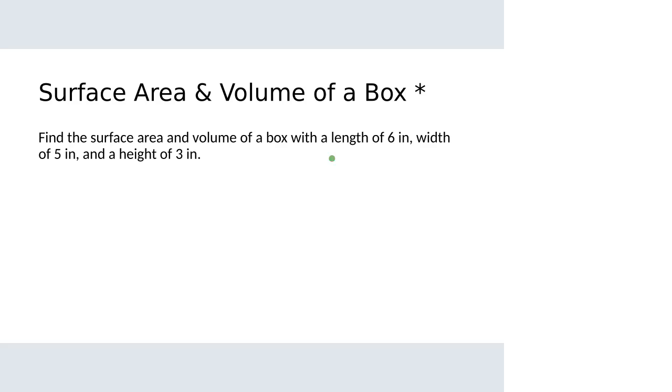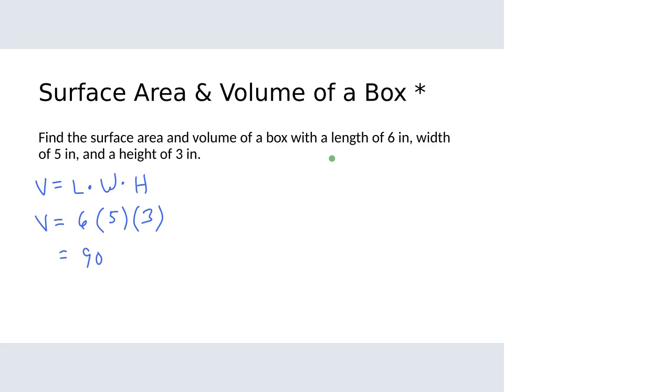We were asked to find two different things here, surface area and volume. It doesn't matter which one you find first. I think because volume is a really simple formula, we'll start there. Let me know if you see something that you're unsure of or doesn't make sense. The volume of this box is length times width times height. So the volume of this box is going to be the length of 6 multiplied by the width of 5 multiplied by the height of 3. And so 6 times 5 times 3, 30 times 3, that's going to be 90. So our volume is going to be 90.